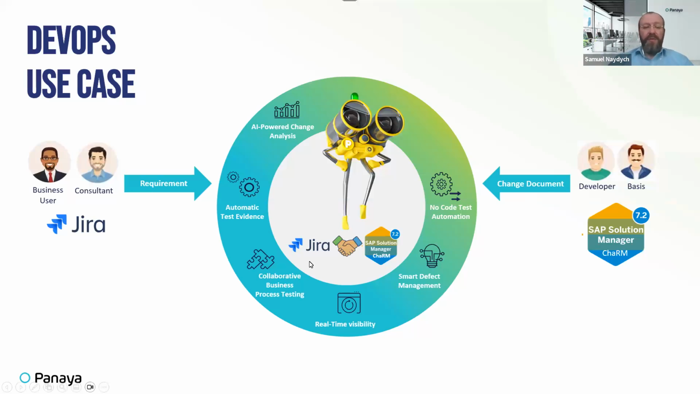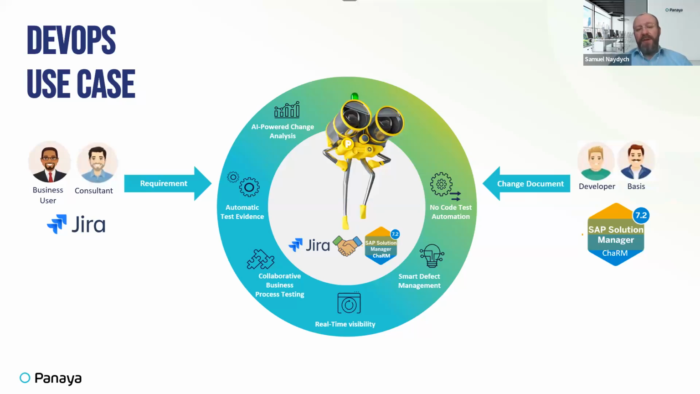And a little bit later, or at the same time, the technical team, developer, and basis are working together in SAP Solution Manager Charm, where the transports are created and deployed. So that also has the automatic integration into Panaya, and the change document created in Solution Manager Charm is automatically available in Panaya as well.